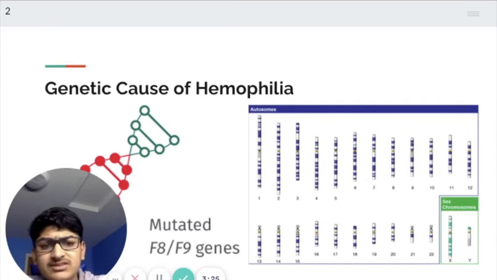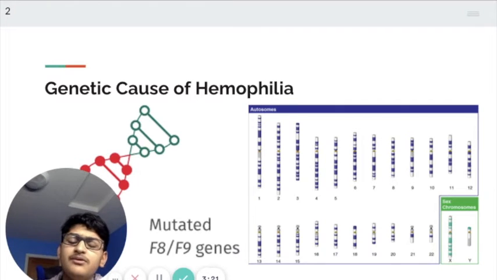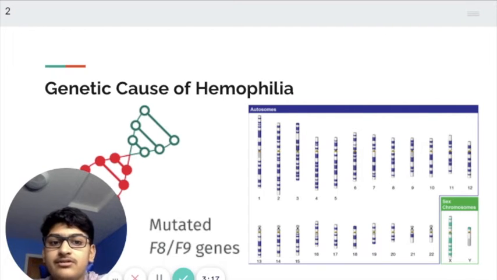So you might be wondering, what is the genetic cause of hemophilia? Hemophilia is an inherited disease which is X-linked and has a recessive pattern. Hemophilia is caused by a mutation in the F8 or F9 genes located on the X chromosome. Therefore, the mutated gene is unable to create, or incorrectly produces, the proper clotting proteins.